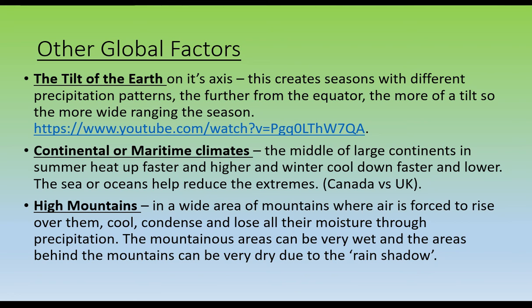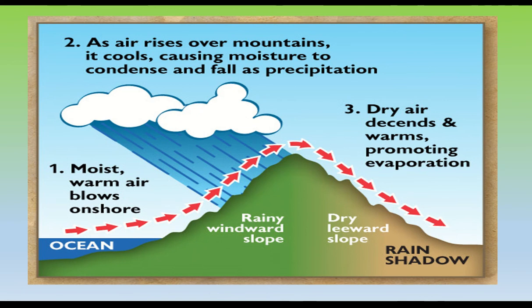Okay, so these are other global factors, not just latitude and climate, that can affect how ecosystems are found where they're found, or why they're found where they're found. Okay, so take as many notes as you would like on that before you move on, please. And I'm just going to move the PowerPoint on. Oh, this just illustrates the rain shadow effect that I was talking about.